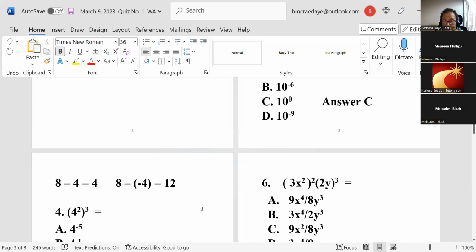Okay, so is that a little clearer, Mercedes, on the sign, the numbers, and the operation symbols? Yes, Miss.